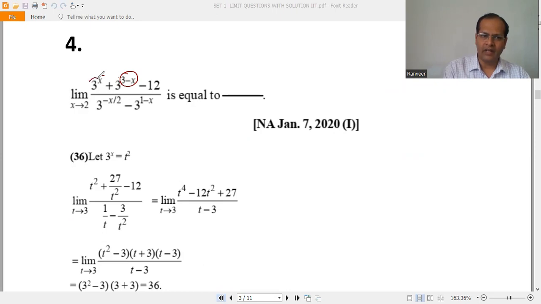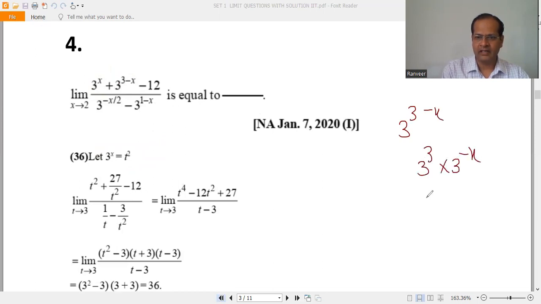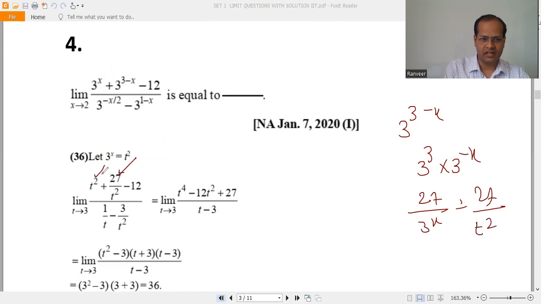Whatever the linear term 3 to the power x, just assume 3 to the power x equal to t square always. So 3 to the power x equal to t square. 3 to the power 3 minus x, this we can write 3 to the power 3 into 3 to the power minus x. That is 27 by 3 to the power x. This we can write 27 by t square. So this is the term. This is minus 12.